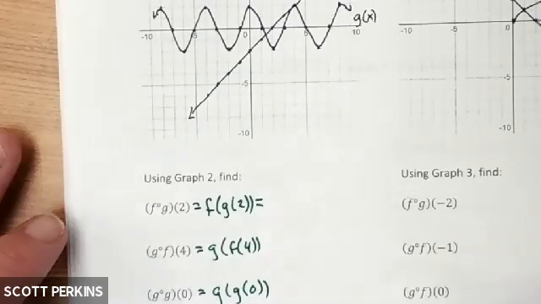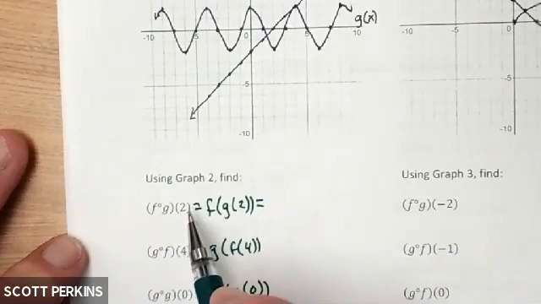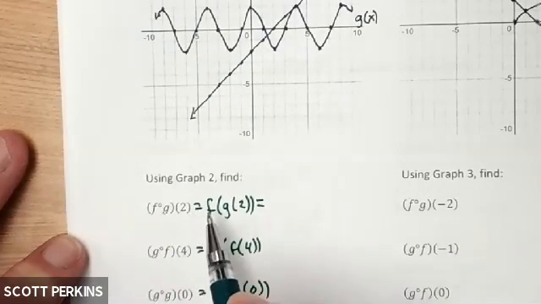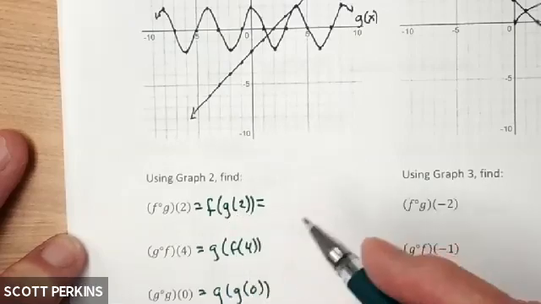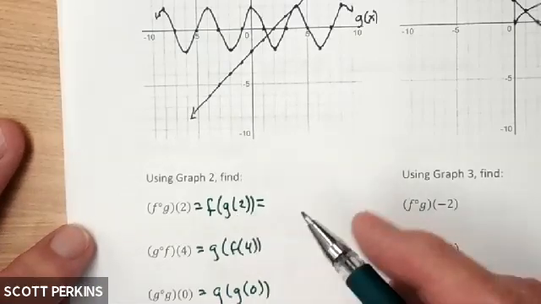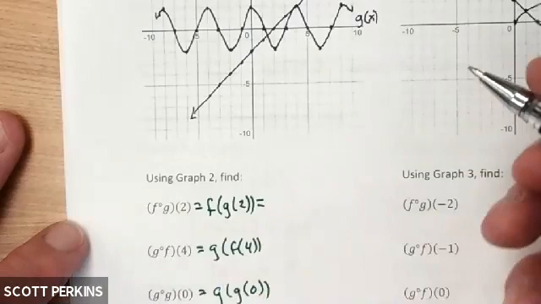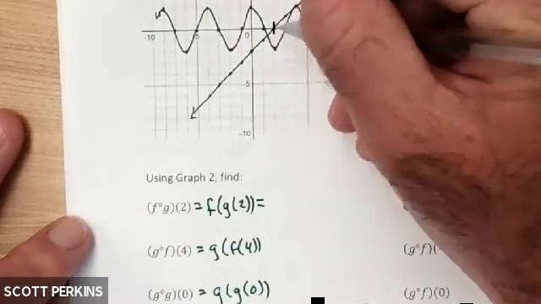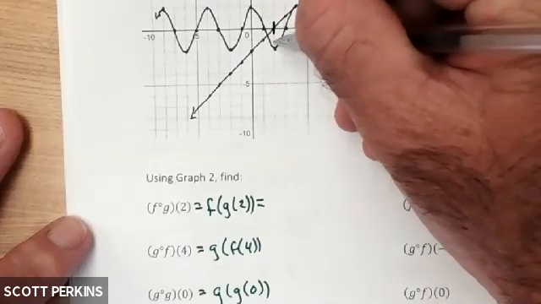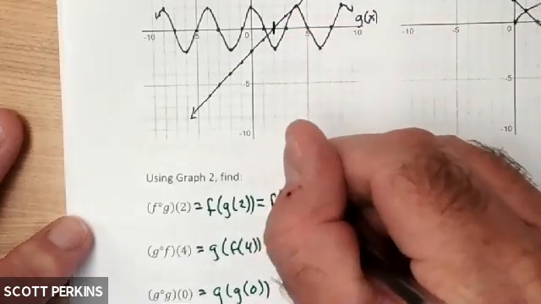Right, so the first one is f composed with g of 2. I've rewritten that as f with the g of 2 inside. That was my first step. Now I'm going to use the graph to figure out what g of 2 is. Here is the x value 2, in green. The g value is 1, 2 down, so that is negative 2.